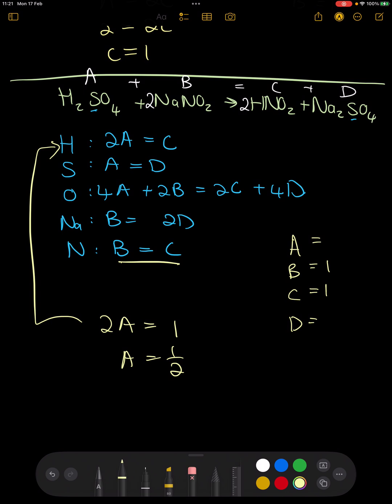Now I don't want a half. I want full numbers. So I'm always going to multiply it with whatever's at the bottom to get rid of the fact that it's a fraction, meaning my A is actually going to be equal to 1. But because I did that, I have to go and multiply all the ones that I've already done with the number that I had to multiply A with, meaning B is actually 2 and C is actually 2. And then I can go and get D normally by saying A is equal to D.